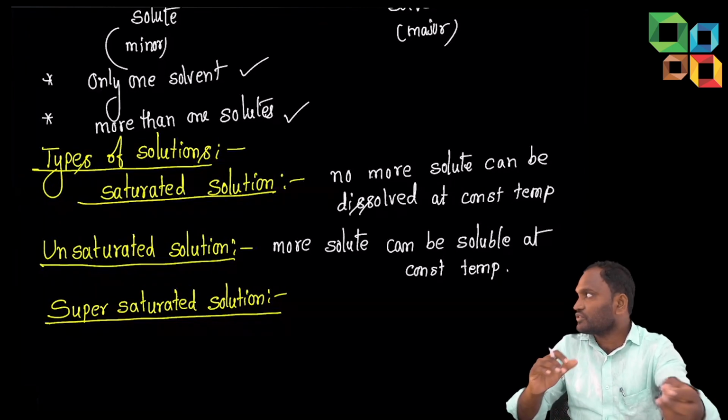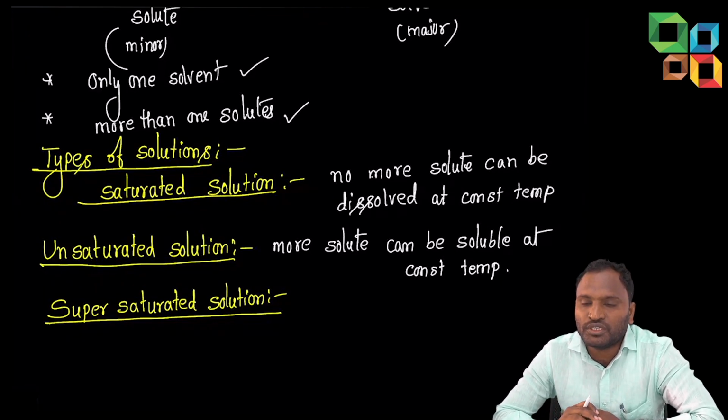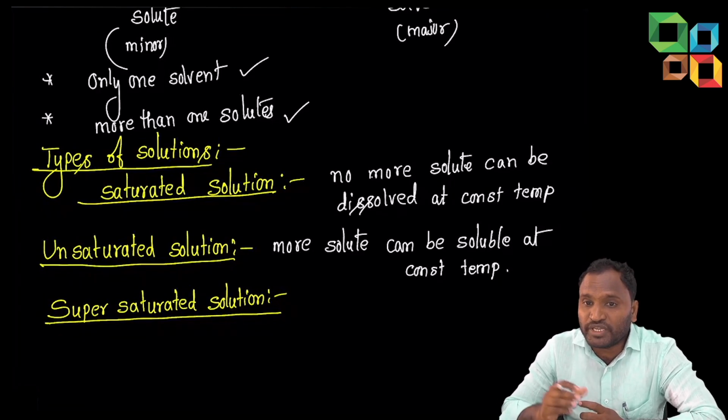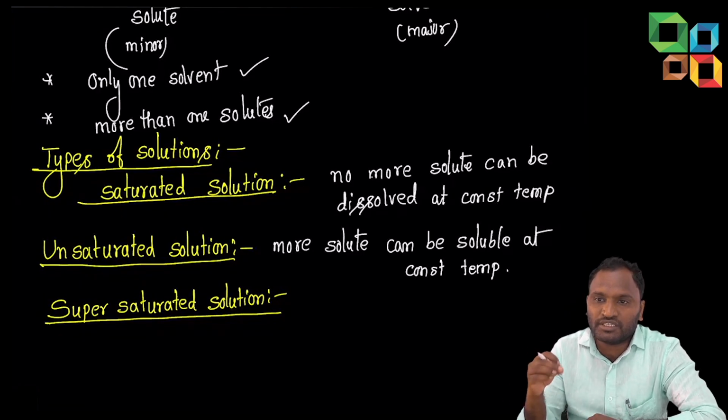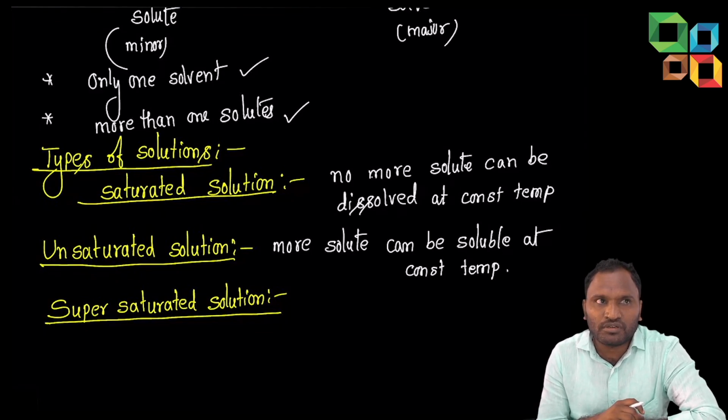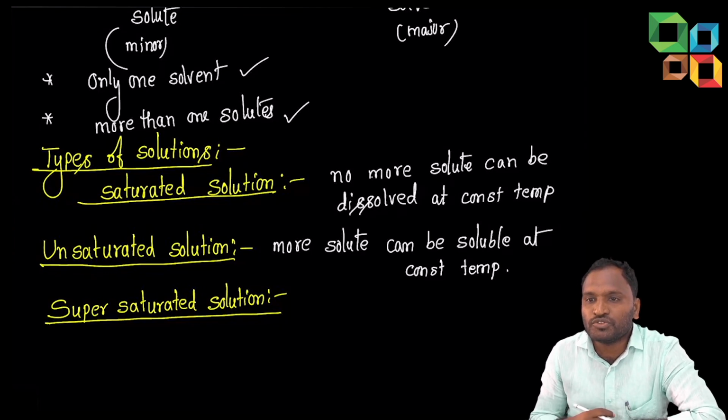Suppose a saturated solution has 5 gram of solute, that is, 5 gram of solute can dissolve in 100 ml of water. Afterwards, no more solute can be dissolved. If you increase the temperature, a little bit more will dissolve, 1 or 2 grams extra may dissolve. Such types of solutions are called supersaturated solutions.